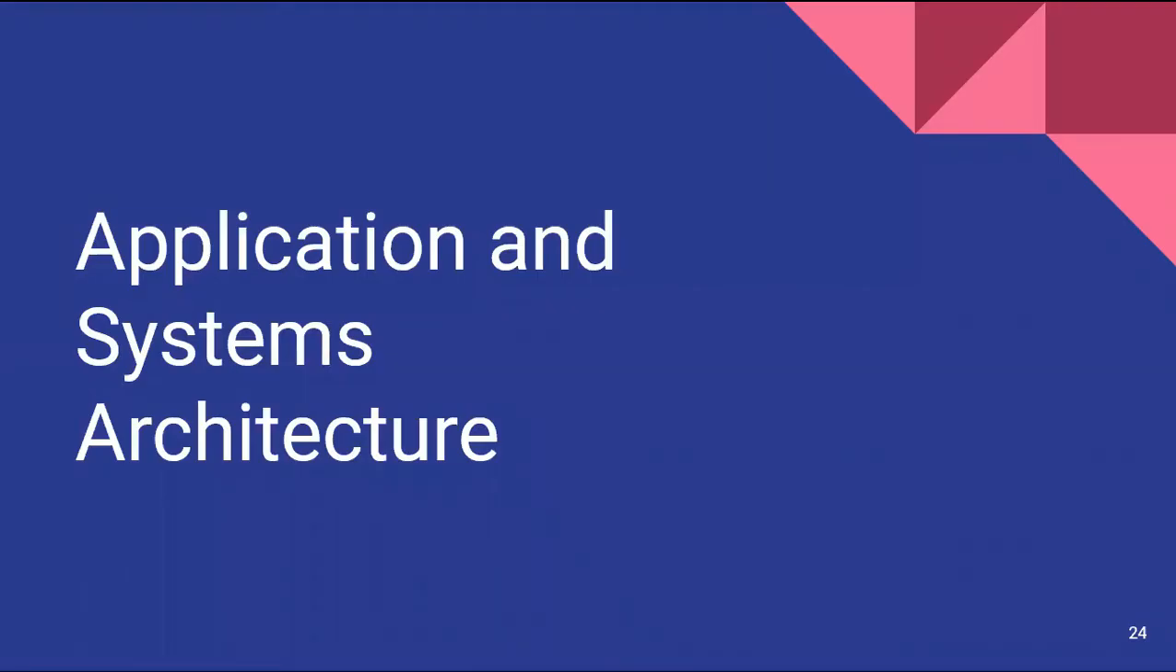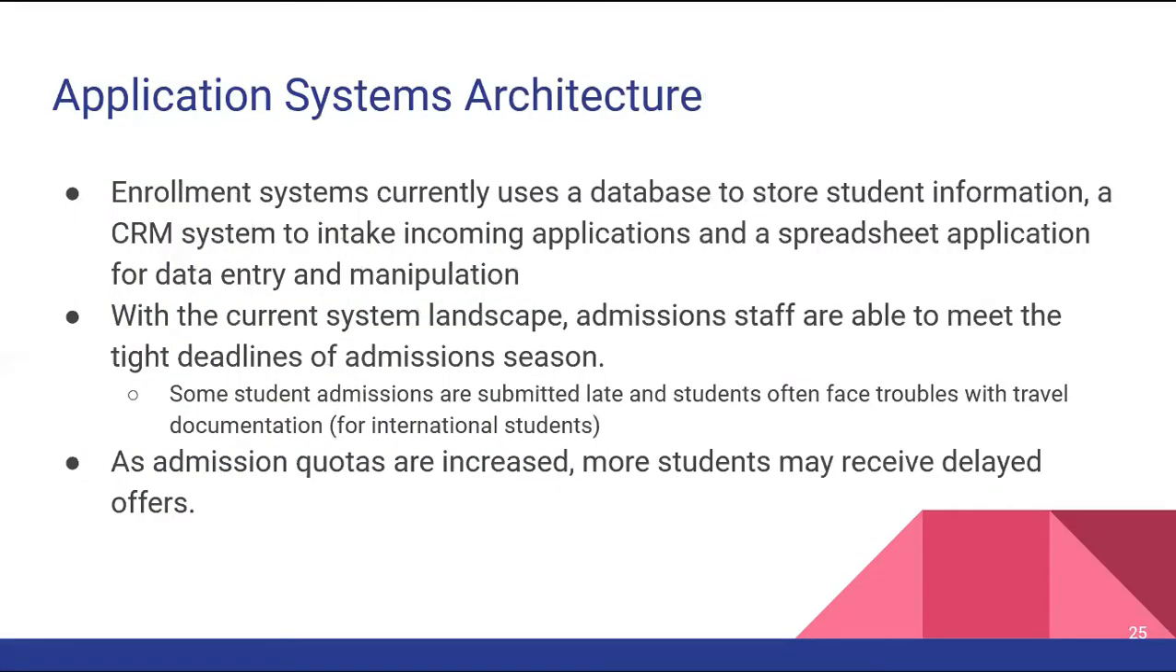I'll now talk about the application and systems architecture. So the enrollment system currently uses a database to store student information, a CRM system to intake incoming applications, and a spreadsheet application for data entry and manipulation. With the current system landscape, admission staff are able to meet the tight deadlines of the admissions season. Some students' admissions are submitted late, and students often face troubles with travel documents, specifically international students. And as admission quotas are increased, more students may receive delayed offers.